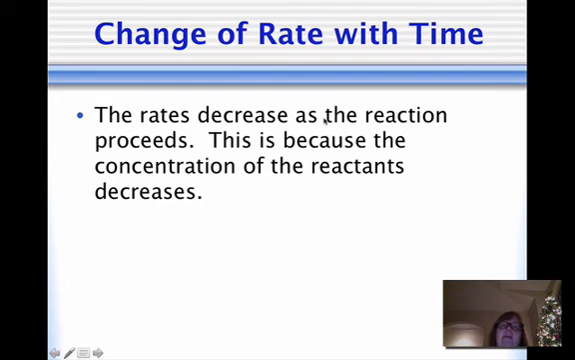So now let's think about why that would be. Why would your rate change with time? I'll give you a start to your thought process, and then I want you to think about it some more and write down some notes. Your rates are going to decrease as your reaction proceeds. This is because the concentration of your reactants is decreasing. So think about that. Maybe think about the collision theory and write down some ideas. Why is this happening? Why are these rates decreasing as our concentration is decreasing?